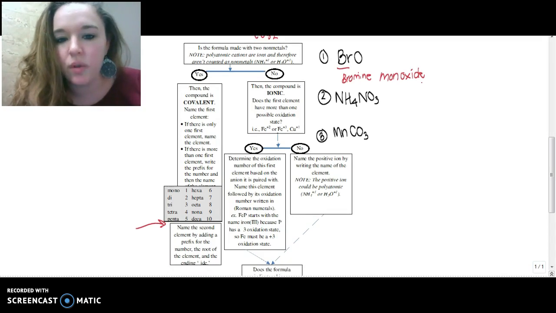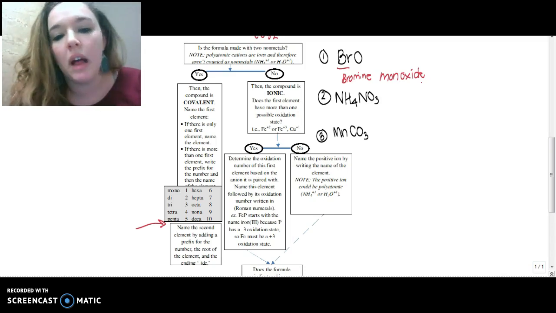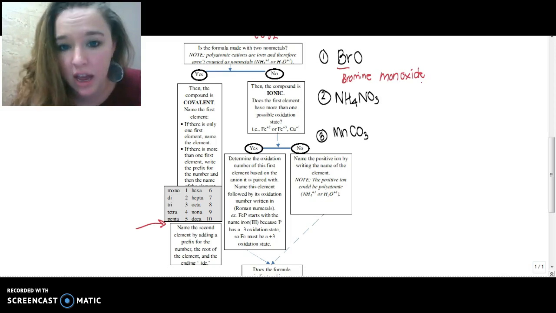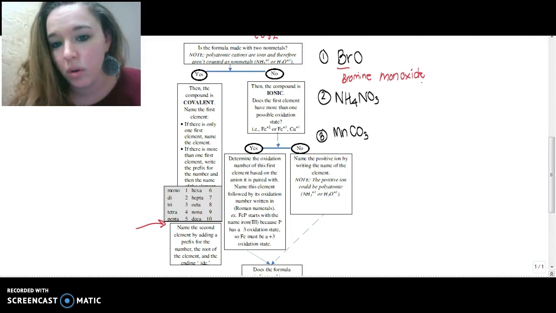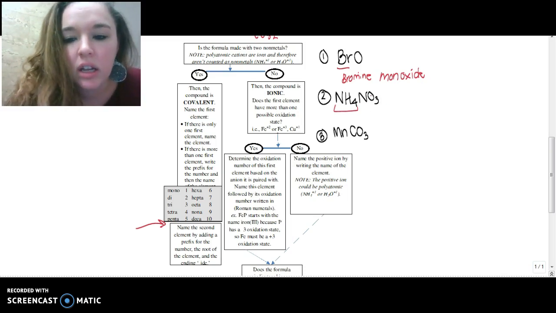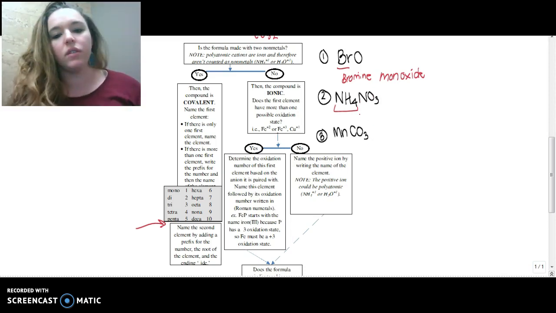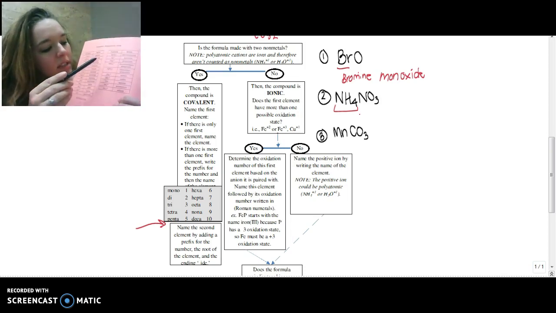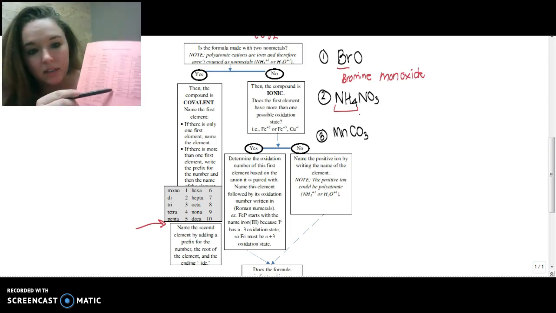Then we can look at NH4NO3. It says, is the formula made with two nonmetals? Note, polyatomic cations are ions and therefore aren't counted as nonmetals, such as NH4 plus 1 or H3O plus 1. In this case, we have NH4. And what you'll notice is that it's bonded to another polyatomic ion. So NH4 plus, if you take a look at your list of polyatomic ions, NH4 plus is ammonium.